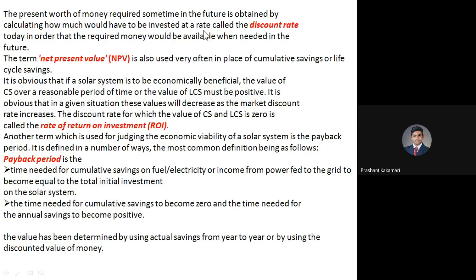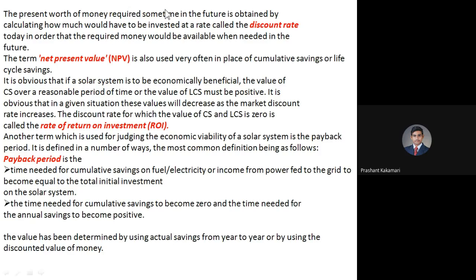So these are all things you can consider, or you can understand in more detail in the problem also. Okay, discount rate, so that the required money would be available when needed in the future. If I read the complete paragraph: the present worth of the money required sometime in the future is obtained by calculating how much would have to be invested. Means the overall present worth or the discount rate, all things you just observe for the future, how much is the requirement or how much money I should pay or how much I should earn. That all depends on the discount rate provided at this time, or after paying some interest rate to the company, the company will be earning some value. So these rates we are going to find out in this present worth factor.